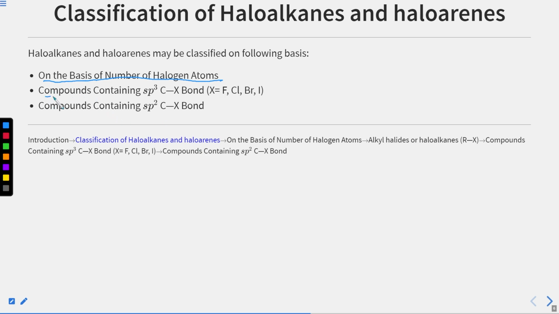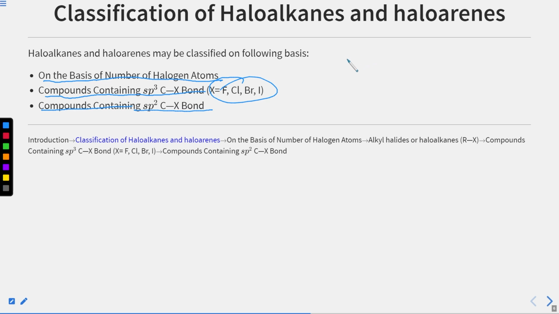sp3 or the CX bond. So basically we are talking about the haloalkane. Then we will see the classification in that. Then next we will see the compound containing sp2 carbon, compound containing sp2 CX bond. So here X is chlorine, fluorine, bromine, iodine.